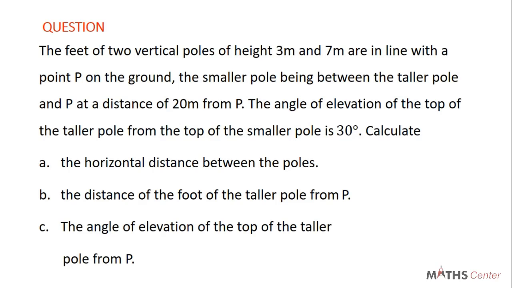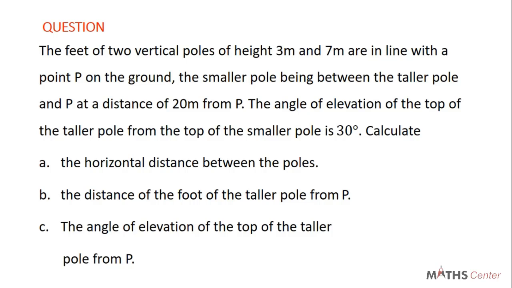The feet of two vertical poles of height 3 meters and 7 meters are in line with a point P on the ground. The smaller pole being between the taller pole and P at a distance of 20 meters from P. The angle of elevation of the top of the taller pole from the top of the smaller pole is 30 degrees.